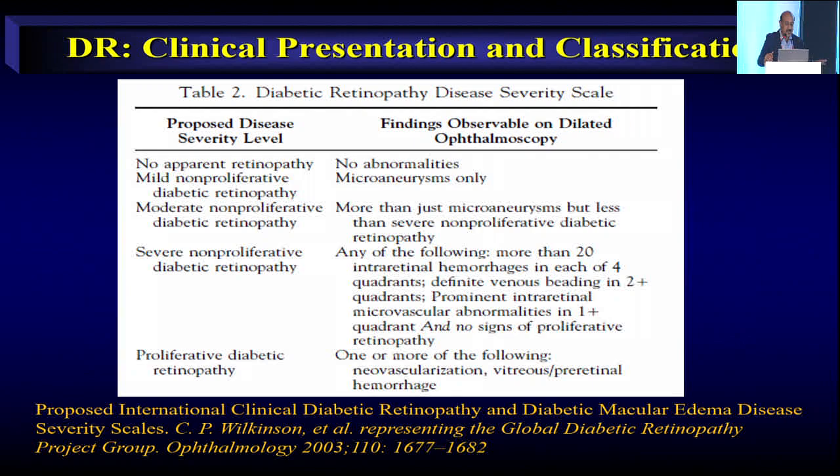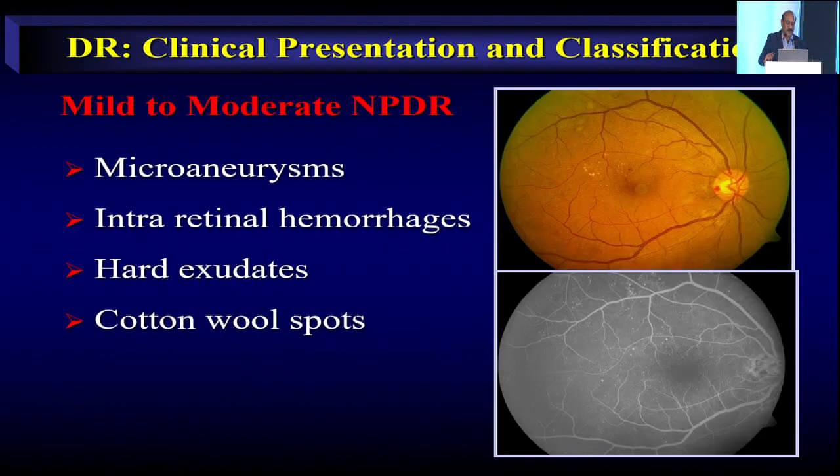If it is moderate, then it is microaneurysms plus other non-proliferative changes. Then we go to severe non-proliferative diabetic retinopathy, where you will see at least retinal hemorrhages more than 20 in 4 quadrants, or venous beading in 2 quadrants, or IRMA in 1 quadrant. These 3 are classic, but the importance of all these 3 we will tell you in more detail. Then any new vascularization is proliferative diabetic retinopathy.